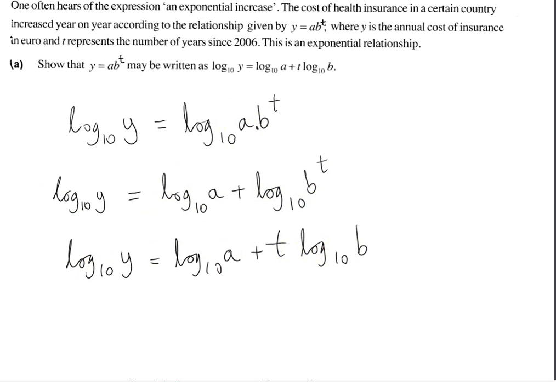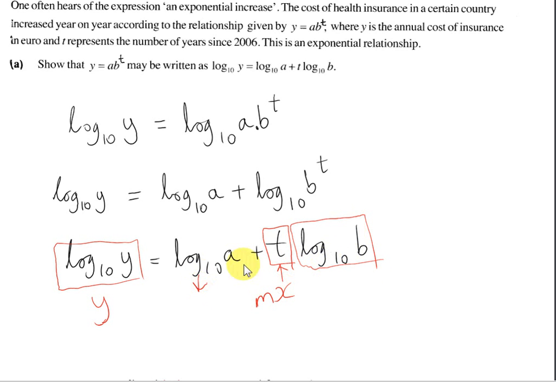Now this here is a linear relationship between log to the base 10 of y and t. Okay, you know, this is the dependent variable, which in coordinate geometry is the y variable. The independent variable is x, so x is t in this case. This is just a number, so this is just a constant. This is like a constant times x, so that's your mx. So this will be the slope of the line, and this here is just a constant. It's just a number out on its own, and that's the number c in the general equation of a line, y equals mx plus c.